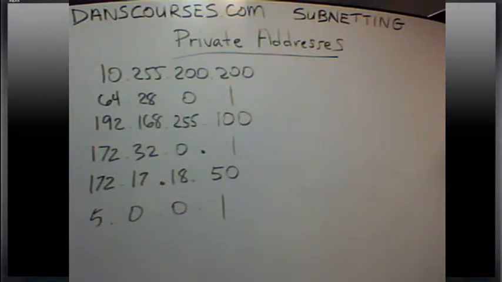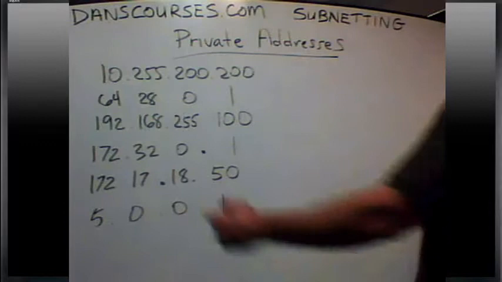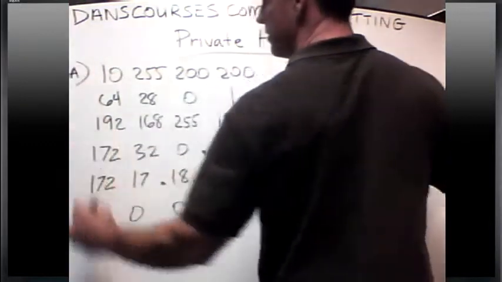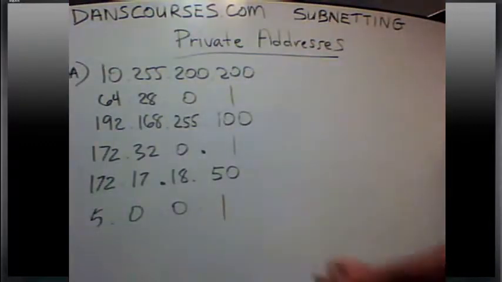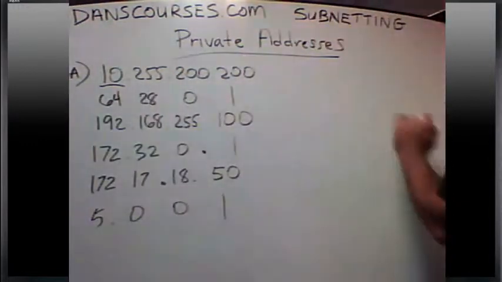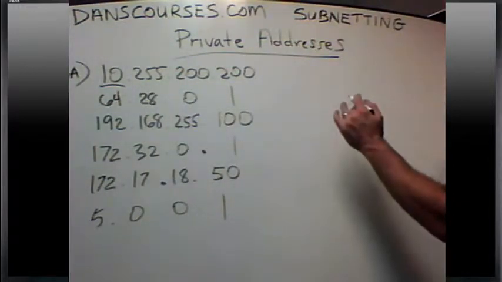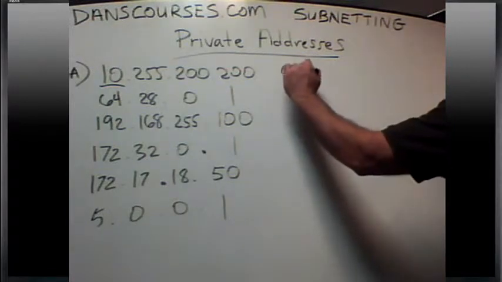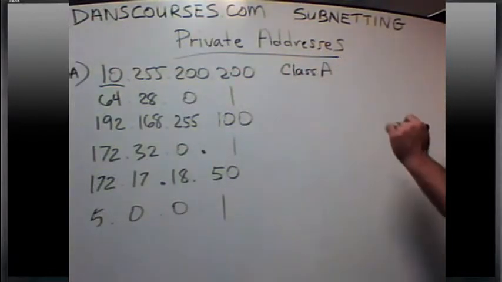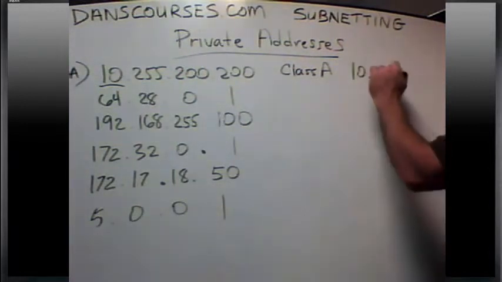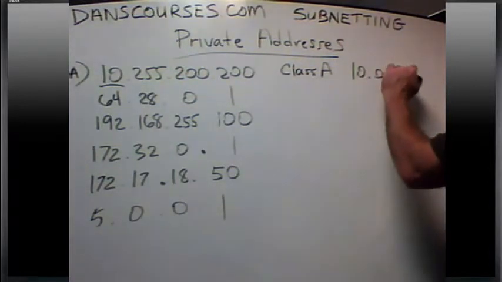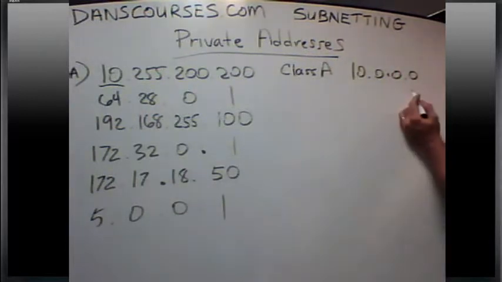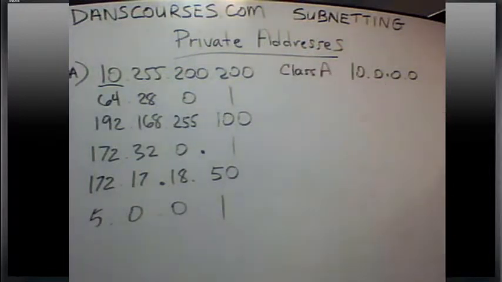Do you see any that you know are private? Andrew says the first one. Why is this one private? Because the first number is a 10. Excellent. If the first number is a 10, that is a private address. That's a Class A private address, meaning anything that starts with 10, from 10.0.0.0 all the way up to 10.255.255.255 is private. So you're right, that first one's private.